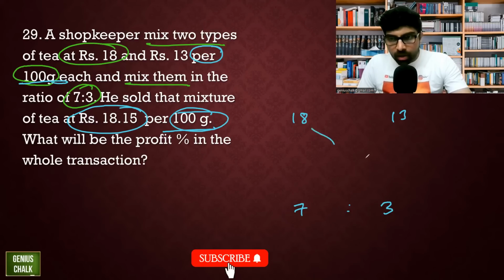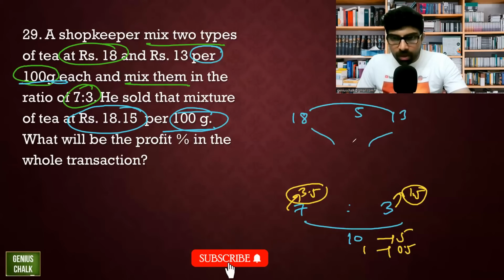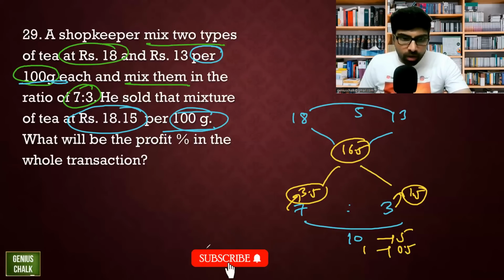Ratio is given. Fine. So applying the approach, the sum here is 10. The difference here is 5. So basically, this value 10 is equal to 5. So one value will be half. So 7 value will be 3.5. 3 value will be 1.5. So this will be 13 plus 3.5, 16.5. And this is 18 minus 1.5, also 16.5. So this is basically 16.5, the cost price of the mixture.